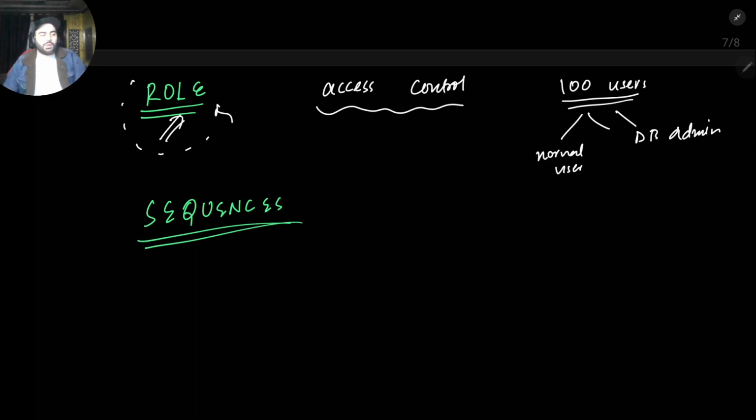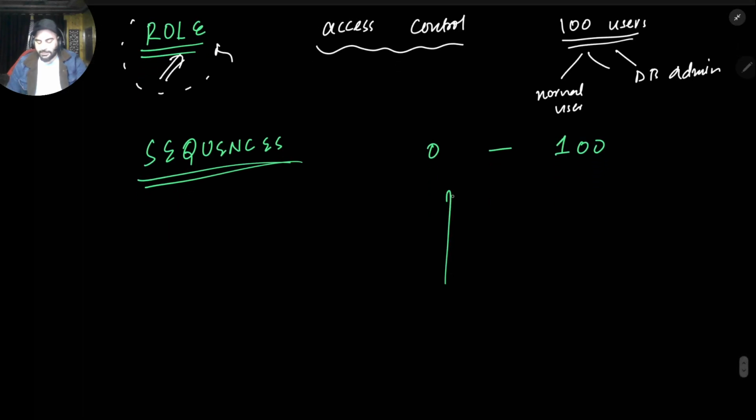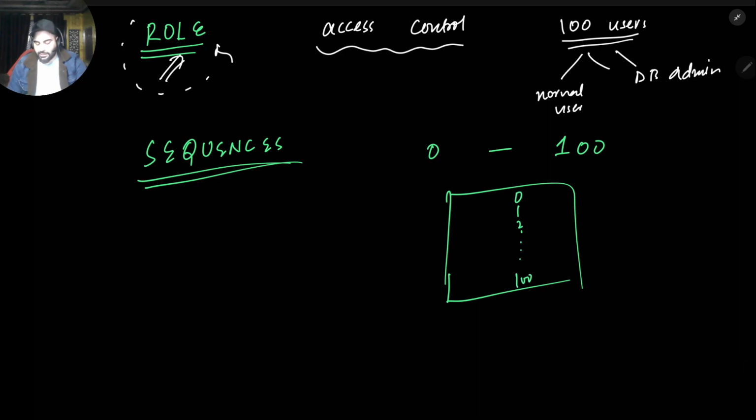What do sequences basically mean? In SQL, suppose you want to generate numbers from 0 to 100. You have to create numbers in a sequence, 0, 1, 2, till 100, and fill that into some table as an attribute. As you know, SQL is a declarative language. It does not have for loops and stuff like that.